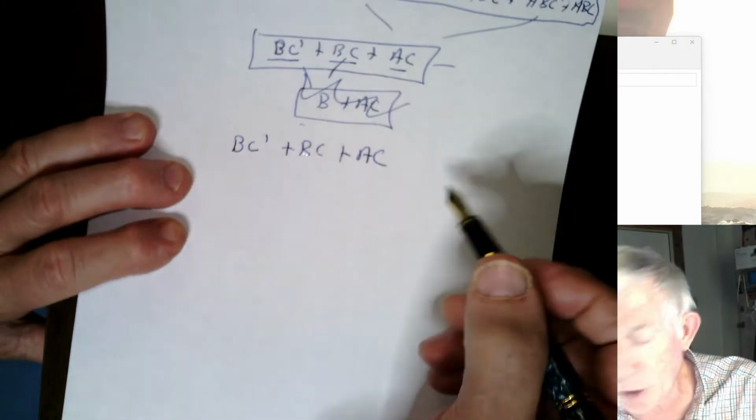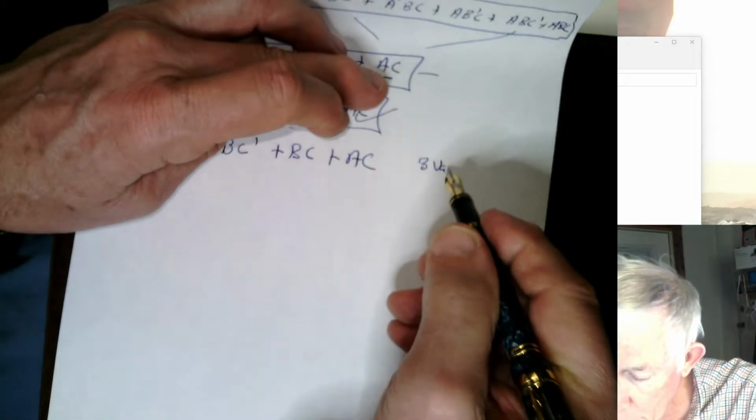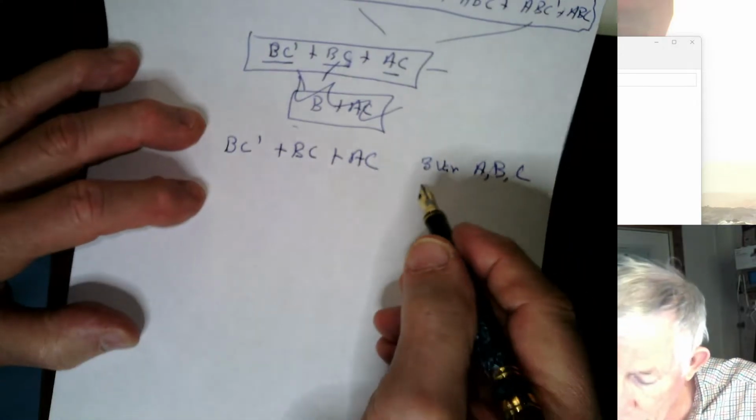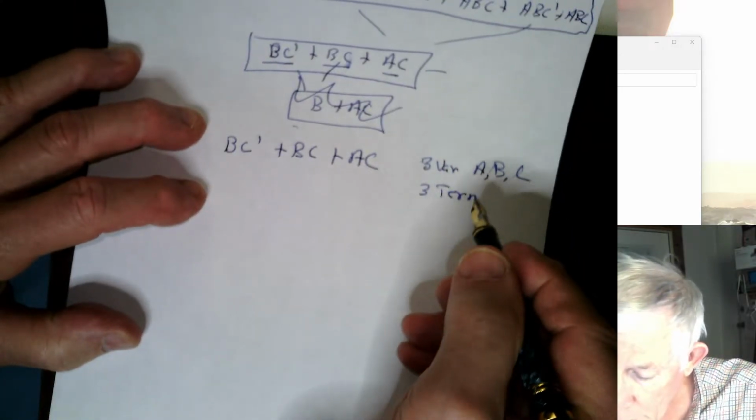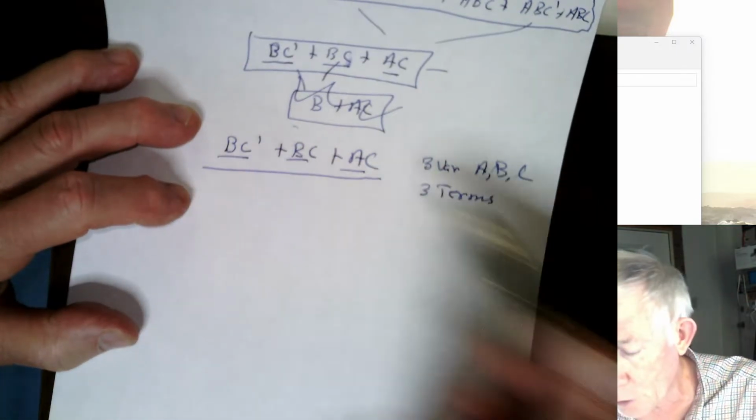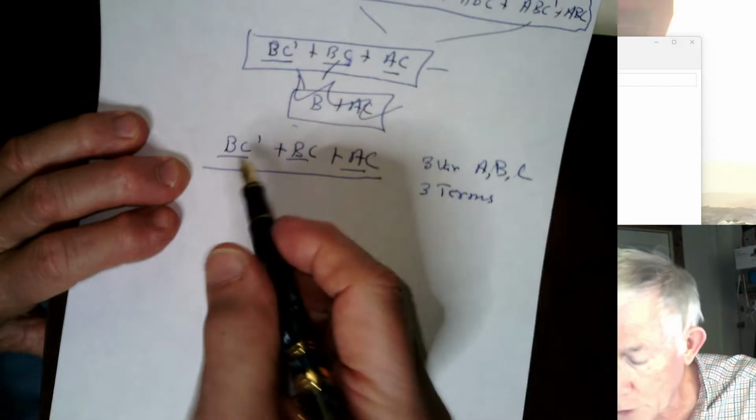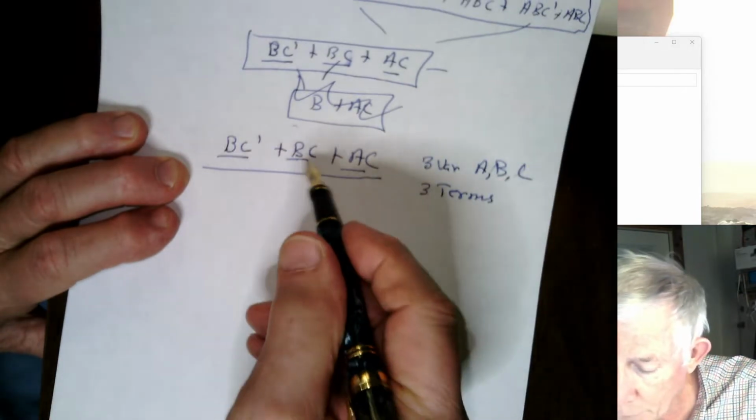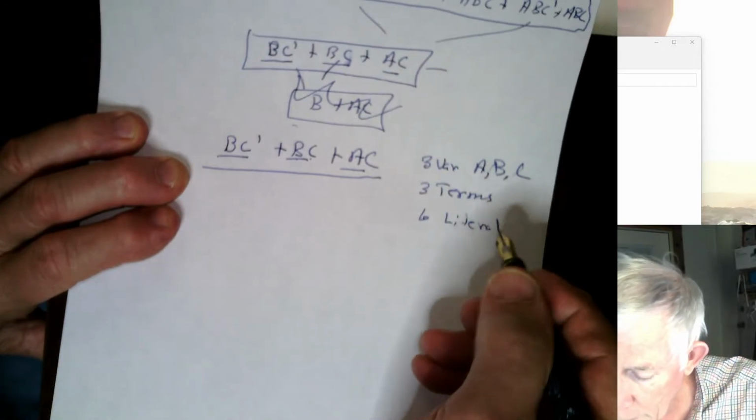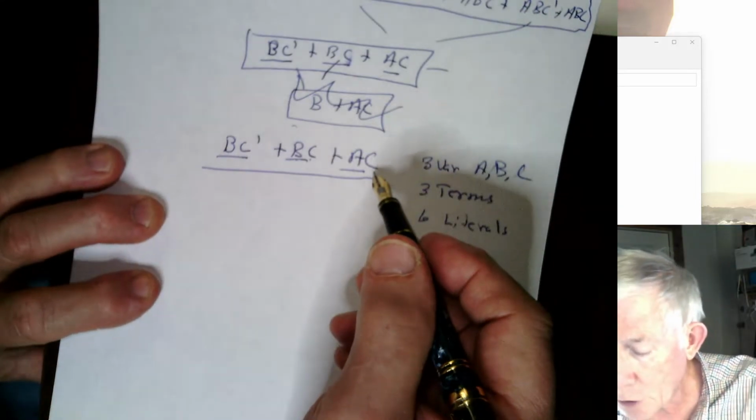This is a logic expression. It has in this case 3 variables, A, B, and C. It has 3 terms, 1, 2, 3. Now it is also true that this whole thing is a term, but we don't usually count it that way. And then every appearance of one of the variables we call a literal. So it has 1, 2, 3, 4, 5, 6 literals. 6 literals. Okay, so that's the expression, and this particular expression is in 2 layers.